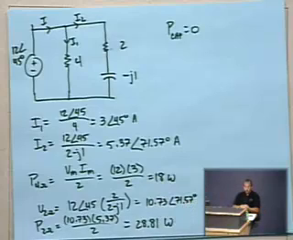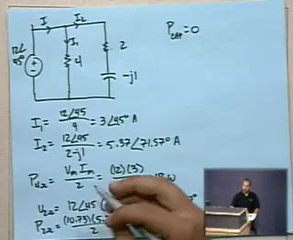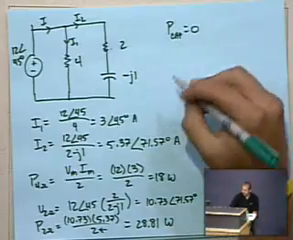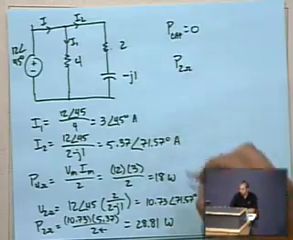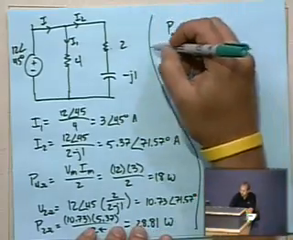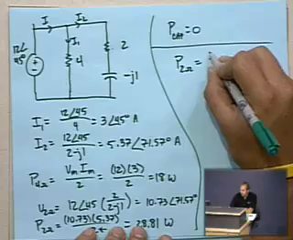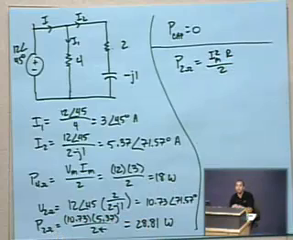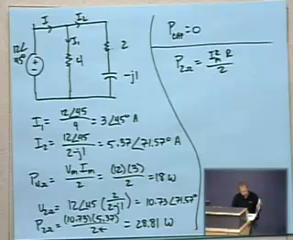Now the way I have it done in my notes is using the I squared R methodology instead of the V times I, but you have to still include this denominator, the 2. So you could also calculate the power in the 2 ohm resistor as I m squared times R over 2, and that will also get you. I forget why, and I would have to double check and look a little bit further in the chapter.